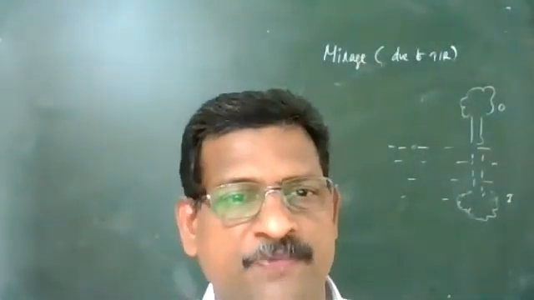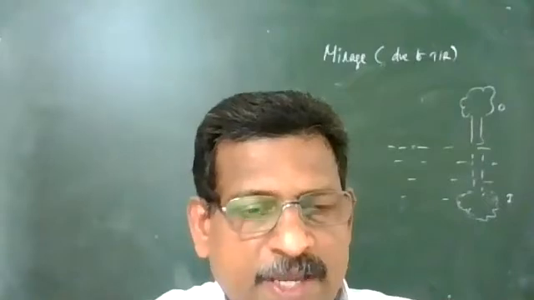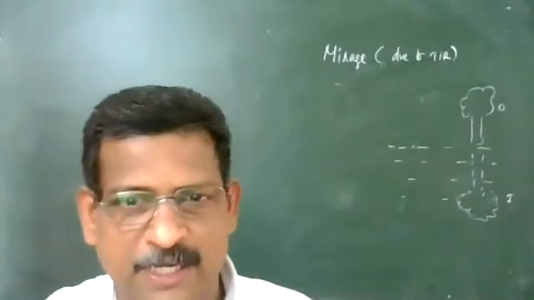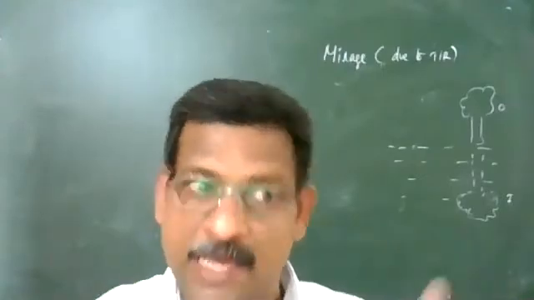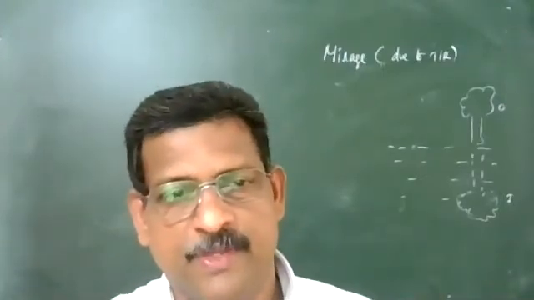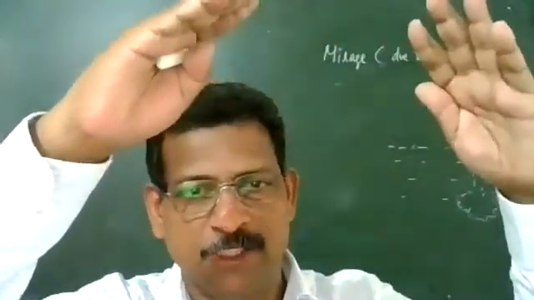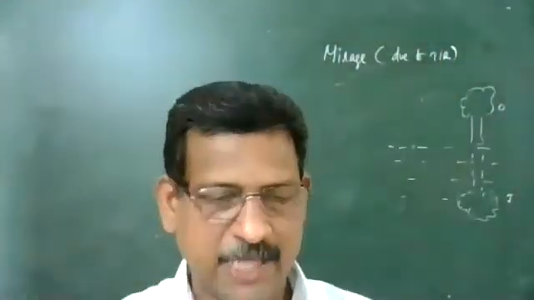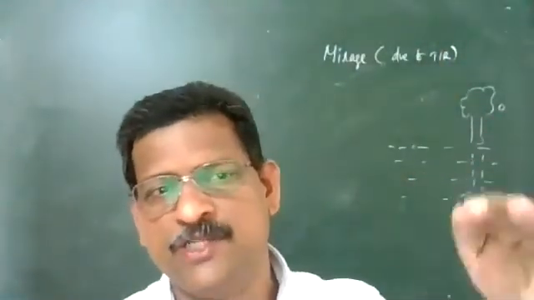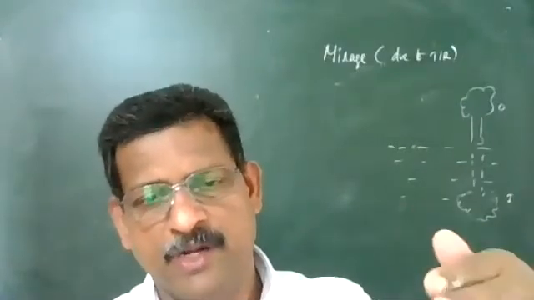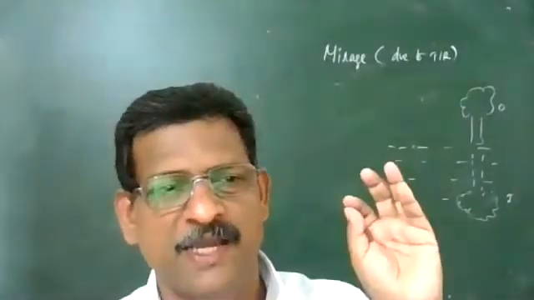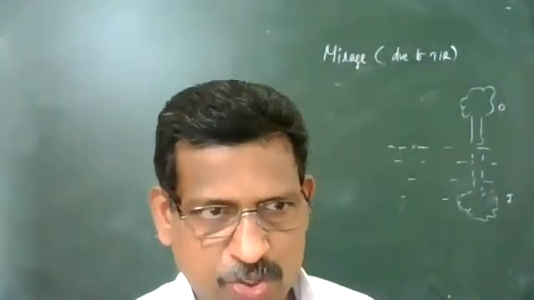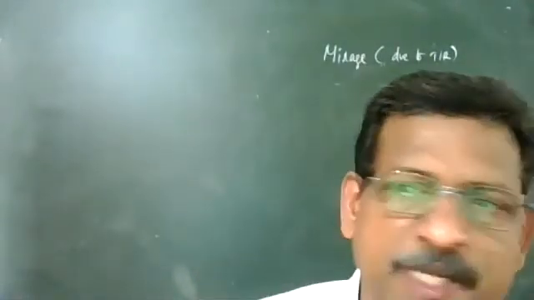So how will you explain this? On hot summer days, especially in sandy regions, the lower part near the surface of the earth is very hot and acts just like a rarer medium. The slightly upper region, 1 meter, 2 meters, has a comparatively lower temperature and acts like a denser medium. So we'll see how the image formation takes place in this case.